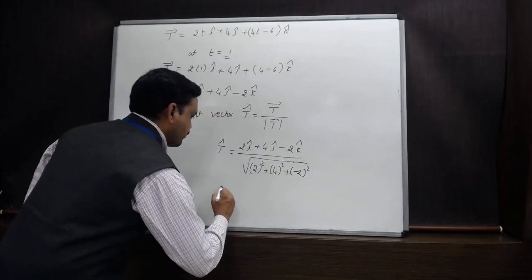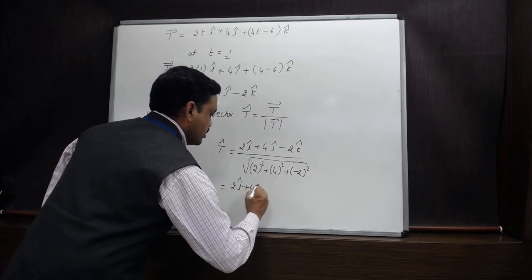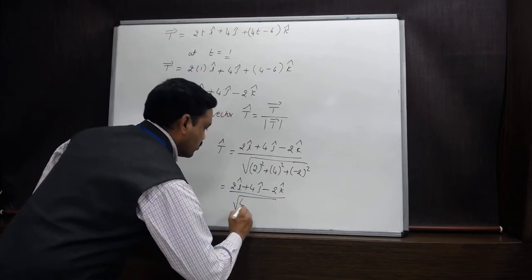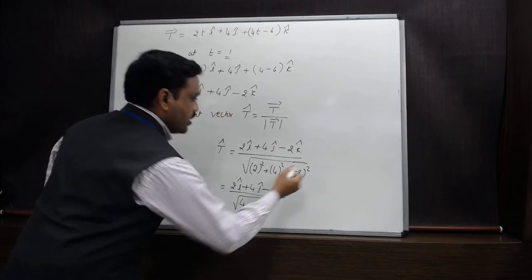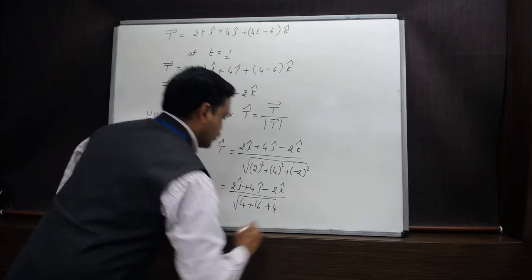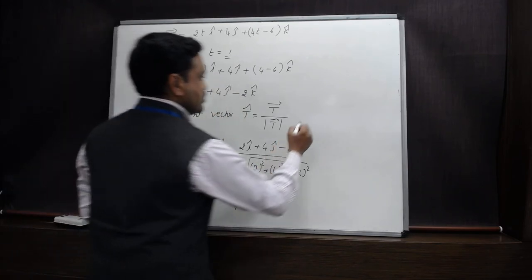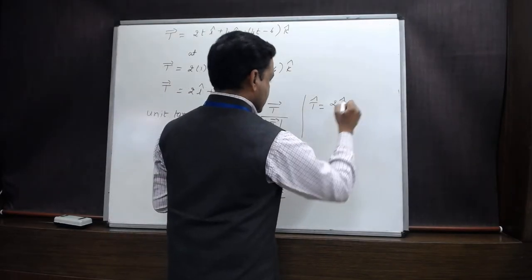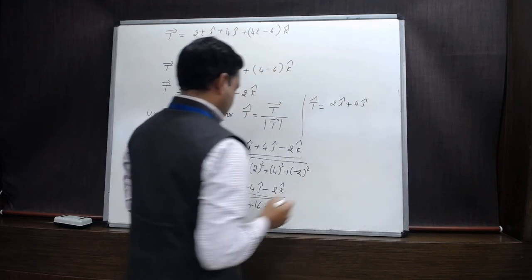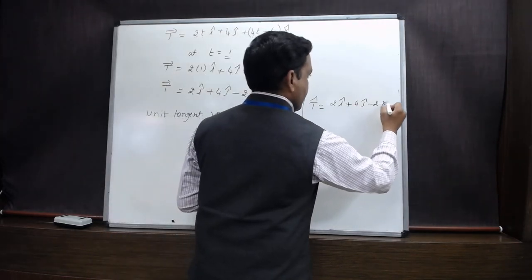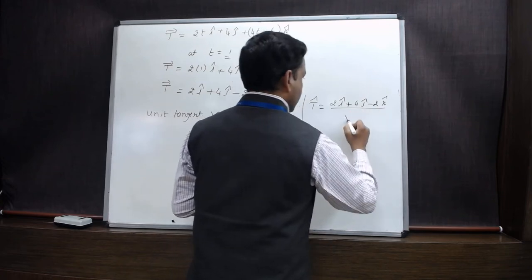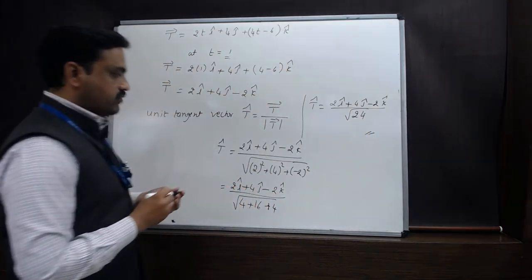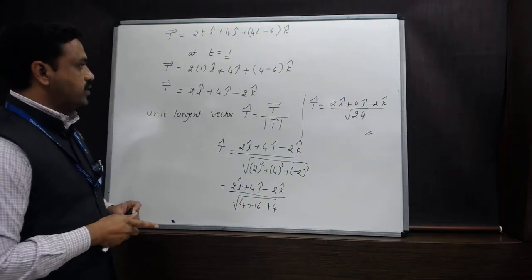So that is equal to 2i plus 4j plus minus 2k divided by square root of 4 plus 16 plus, minus 2 whole square is plus 4. That is, T cap equals 2i plus 4j minus 2k divided by square root of 24. So this is the unit tangent vector at small t equals 1.